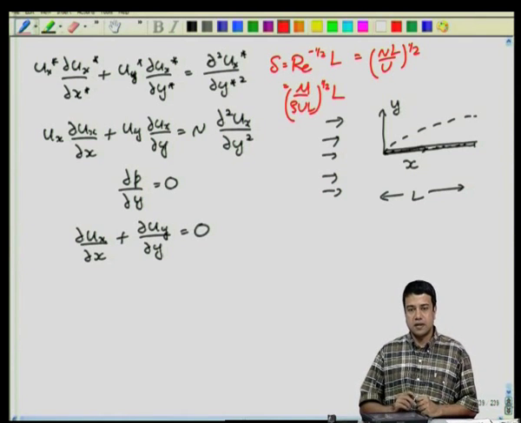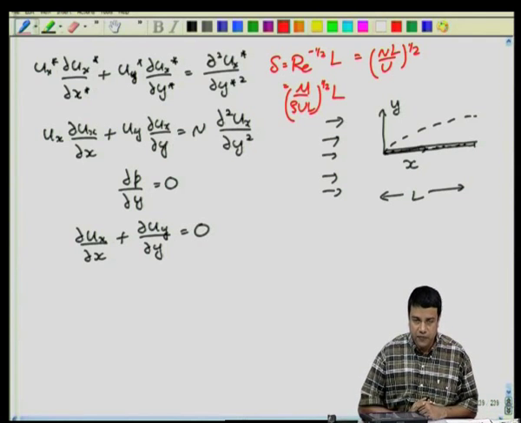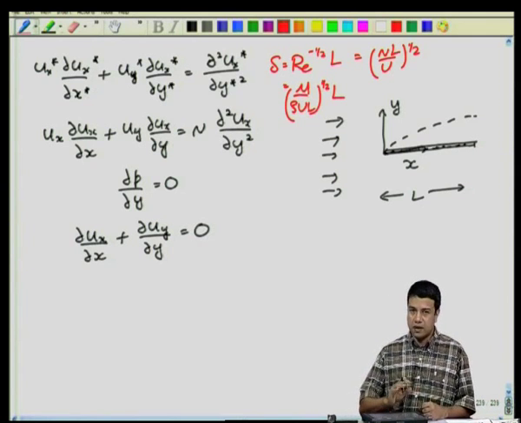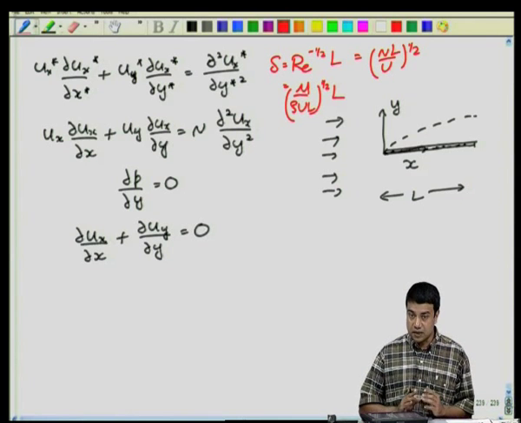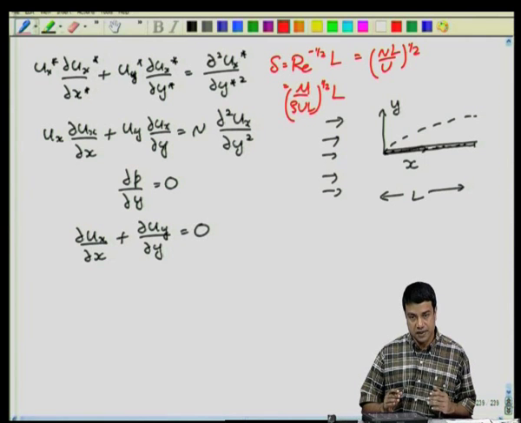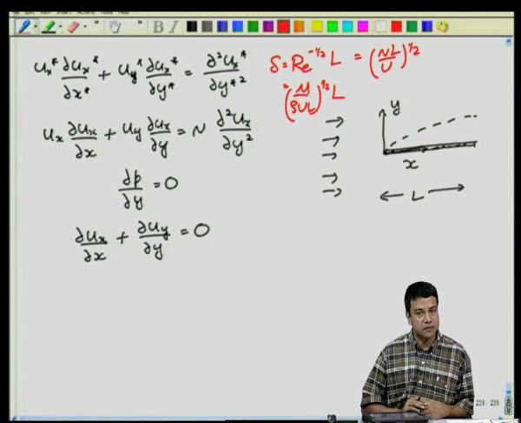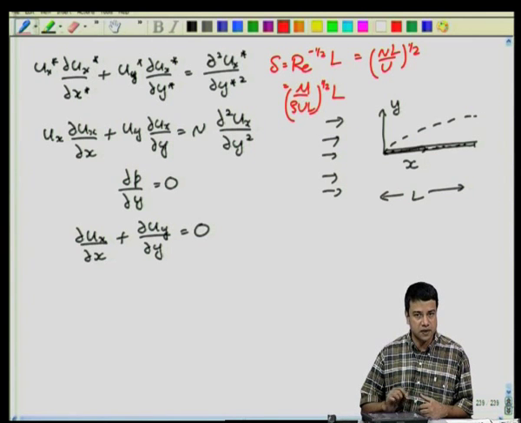The convective effects in this flow are large compared to the diffusive effects. Therefore, as you can see in these equations, I have neglected streamwise diffusion. As I said, partial square u x by partial x square has been neglected. The reason is that in the streamwise direction, convection is much larger than diffusion, and therefore streamwise diffusion has been neglected. Of course, the cross stream diffusion has been included because of the small boundary layer thickness at the surface.